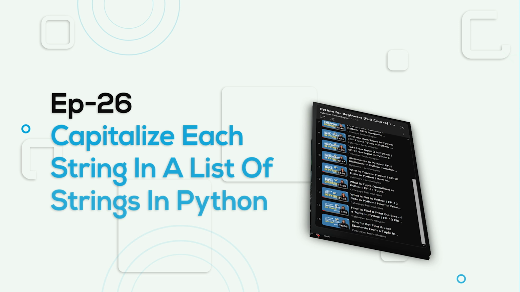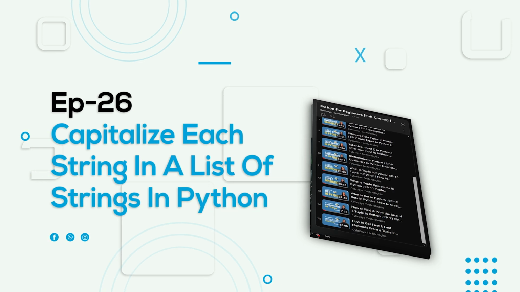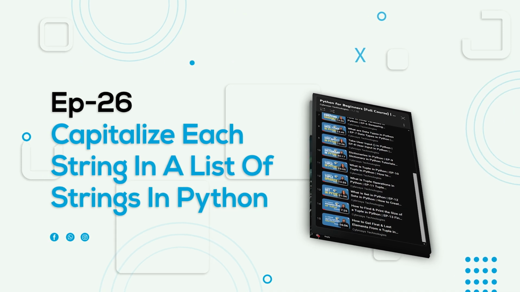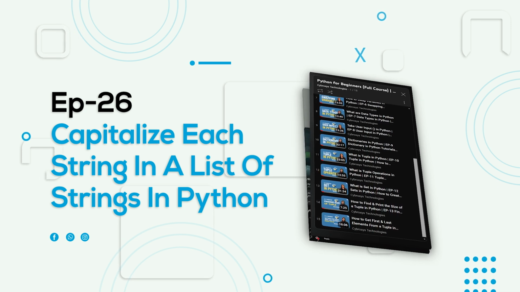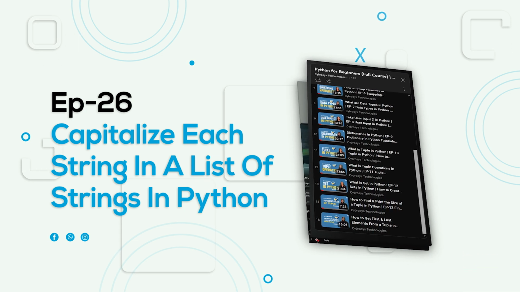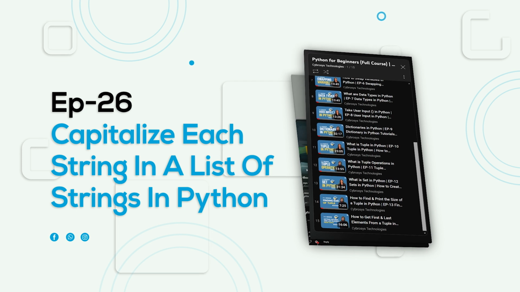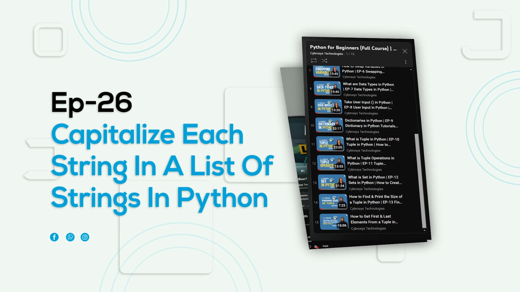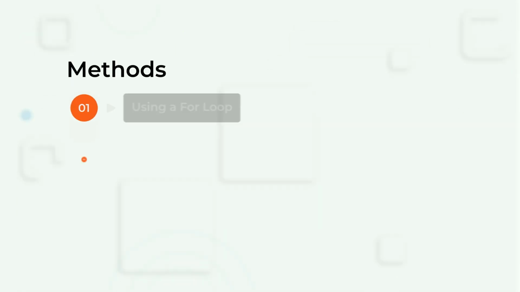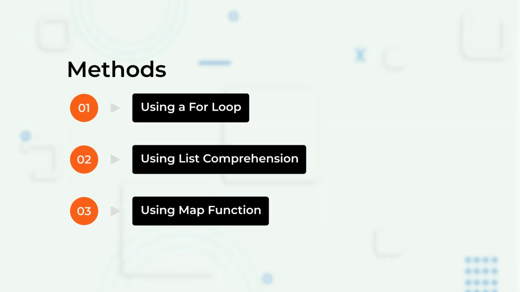In today's video, we will be discussing how to capitalize each string in a list of strings in Python. There are different methods by which we can do this. In this video, we will discuss methods such as using a for loop, using list comprehension, as well as using the map function.